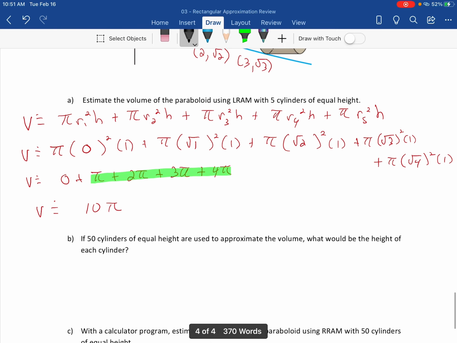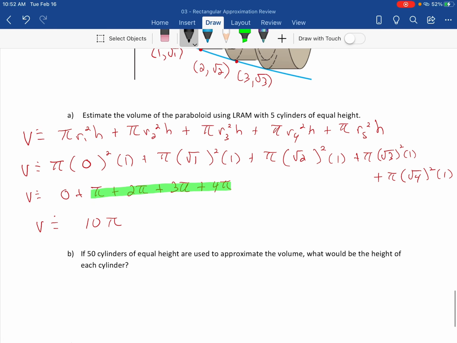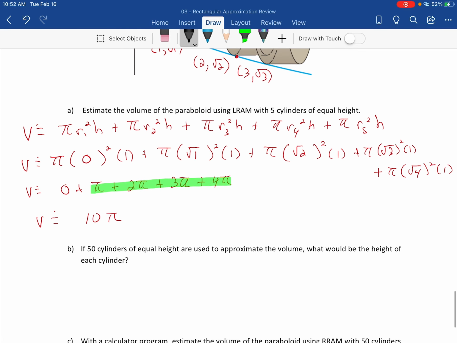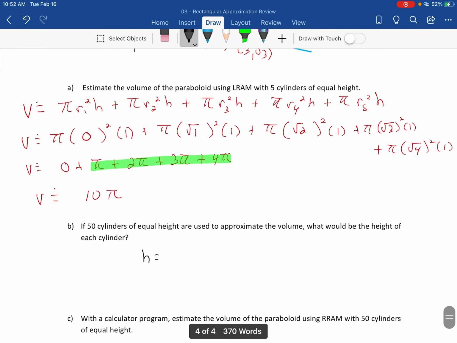Last question in this video. If 50 cylinders of equal height are used to approximate the volume, what would be the height of each cylinder? So if we want to find those individual heights, instead of going from 0 to 5, so that width is 5, in 5 cylinders, we want to do it in 50 cylinders, so we'd have a height of each cylinder of 1/10, and maybe we'd be over to 0.1, depending on whether we wanted to get exact answers for our approximation or whether we were willing to round off. It just depends on what we were trying to accomplish there.